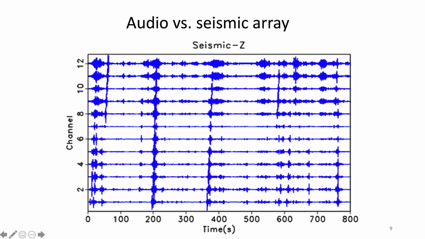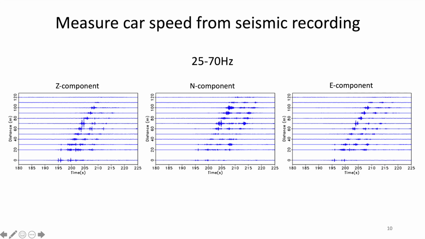Next, we zoom into a small piece of window and filter the data into a narrow frequency band, which is 25 to 70 Hz. We convert the vertical axis to the distance. There are 3 cars passing our array during this time window.